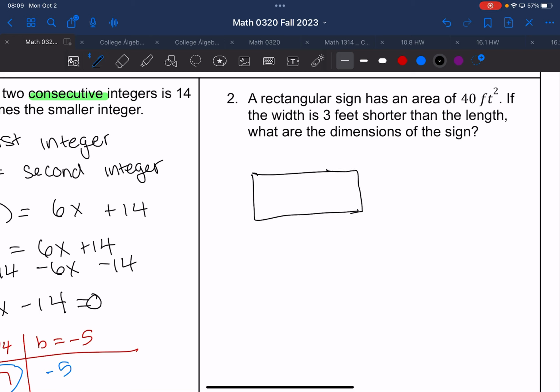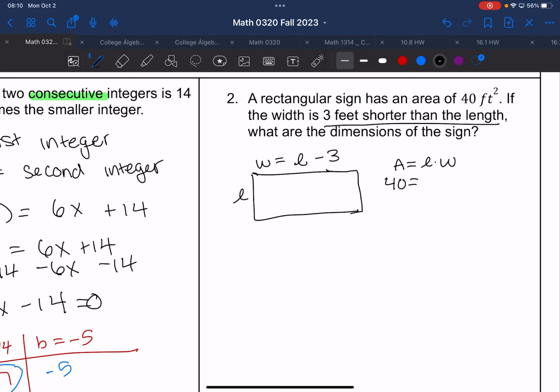that we know the area. So area of a rectangle is what? Area equals length times width. Okay, and we know the area is 40. We also know that the width is 3 feet shorter than the length. So let's just say length is L, because it doesn't tell us anything more about the length. And the width, it tells us, is 3 feet shorter than length. So how would I write that? How would I write 3 feet shorter? -3. So length minus 3, because it says shorter than length.